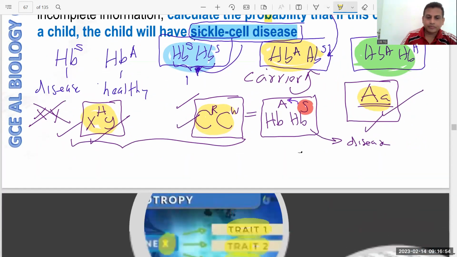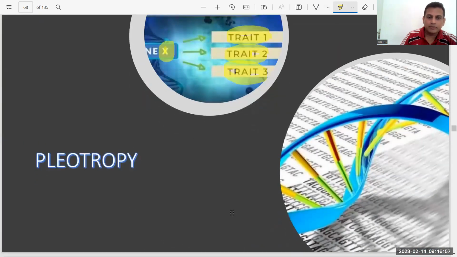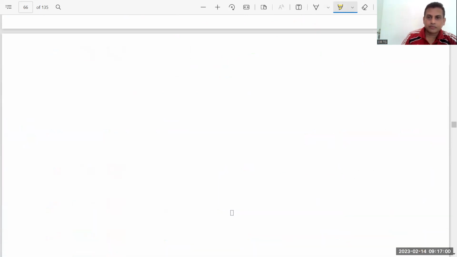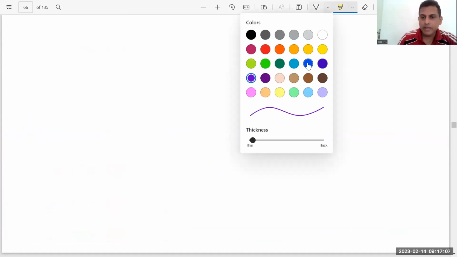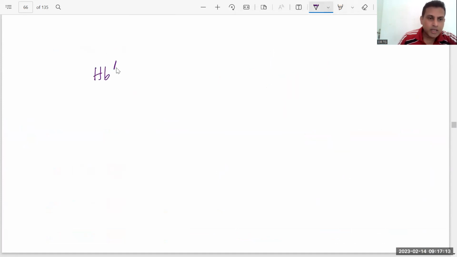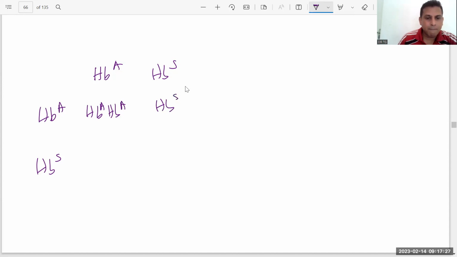Okay, so now we try: what will be the probability if a couple with the sickle cell trait marry? So hemoglobin A is... S.